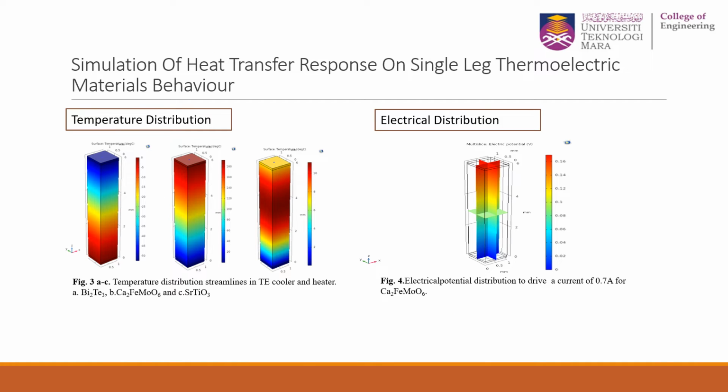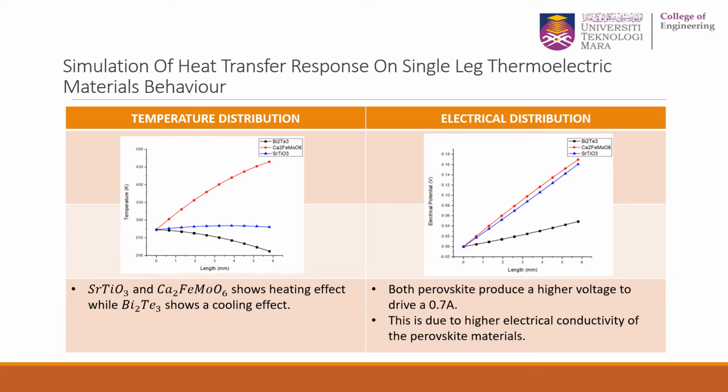For the result, we took temperature distribution, electrical distribution, and temperature versus current. As you can see in the temperature distributions, the 3 different materials produce 3 different distributions in the geometry. And for the electrical distributions, we injected a current of 0.7 ampere at the bottom of the geometry, and you can see the distribution of the electrical potential. The distribution then is extracted into a graph, as you can see below.